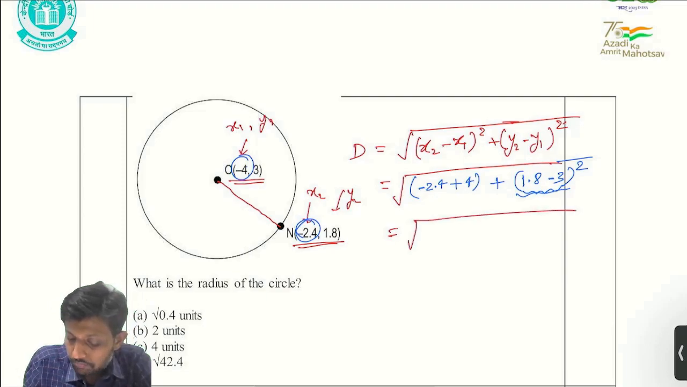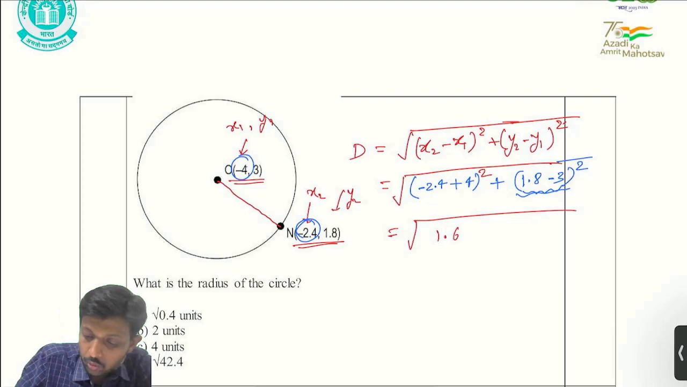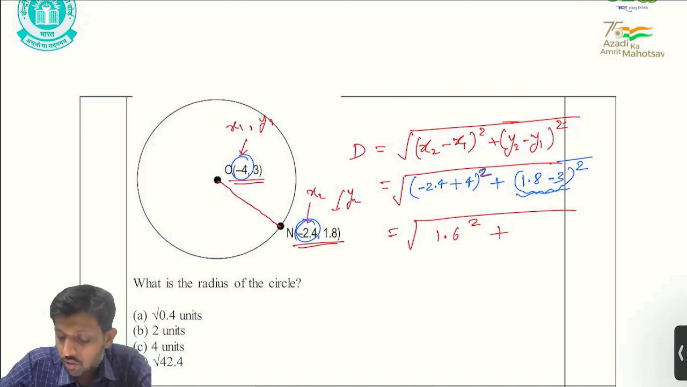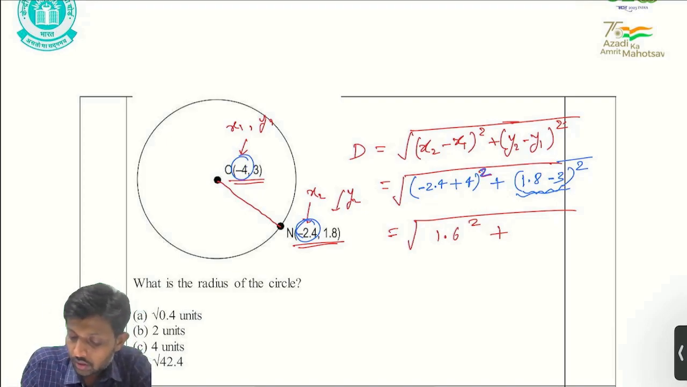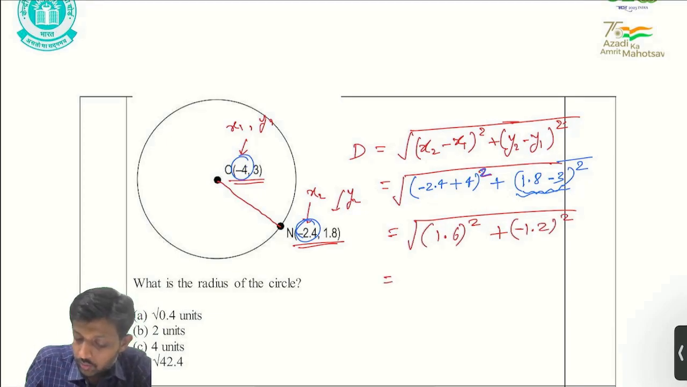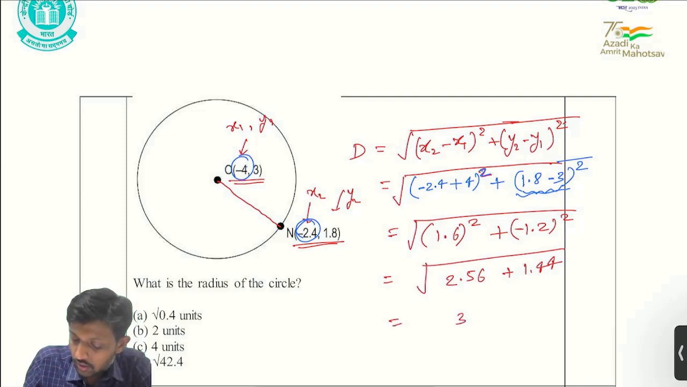This is equal to minus 2.4 plus 4, that's 1.6 whole square, of course. You forgot that whole square there. 1.6 whole square plus then 1.8 minus 3, that's minus 1.2's whole square. Okay, let's write it like that. You calculate 2.56, 1.44, you add them up, find the radius. So that's 4.00.